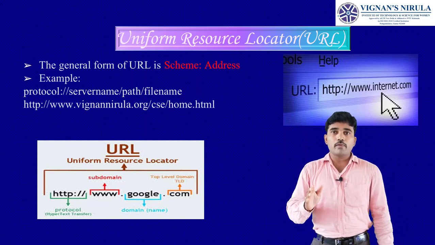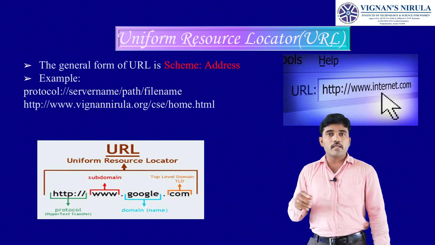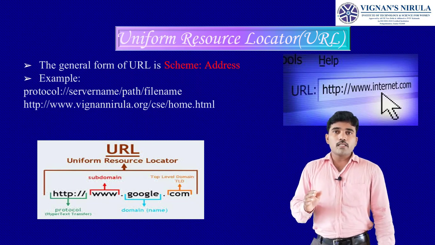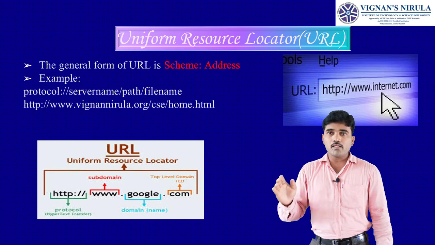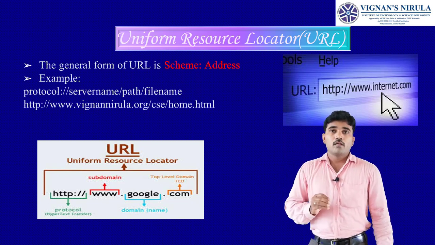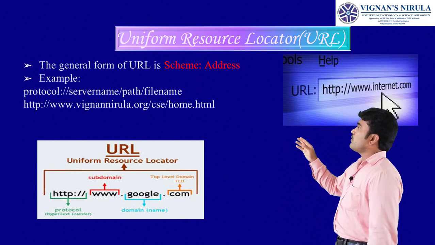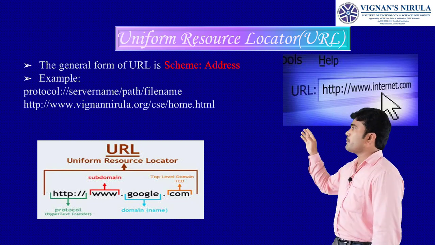The scheme specifies the type of communication protocol that the user wants to visit. And the second part is the address. What is that address? It specifies the location of a web server along with the location of the file which you want to visit. As you observe in that example, protocol colon slash slash server name slash path slash file name.